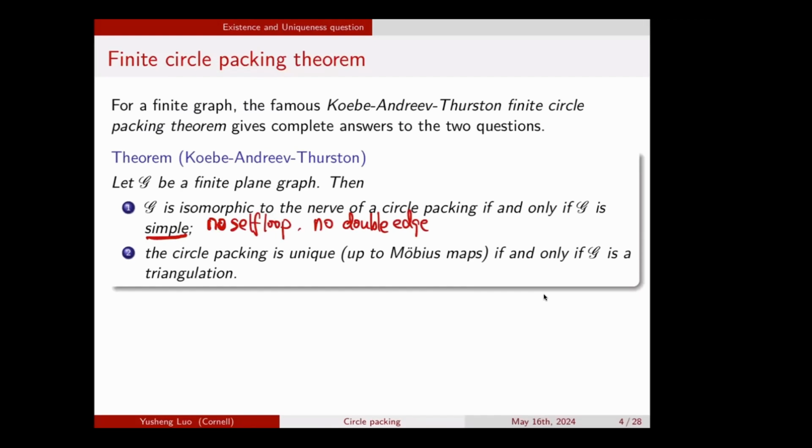But the non-trivial part is really the sufficiency. Koebe first discovered this, and then it was almost forgotten. Andreev reproved the theorem, and then Thurston used Andreev's theorem as a reinterpretation of Koebe's original result. The second part of this theorem essentially says that the circle packing is unique if and only if this graph is a triangulation. And here, when I say unique, I always mean unique up to Möbius maps.